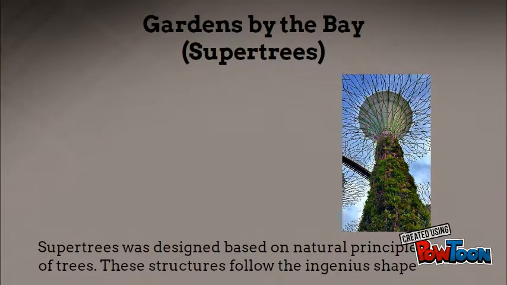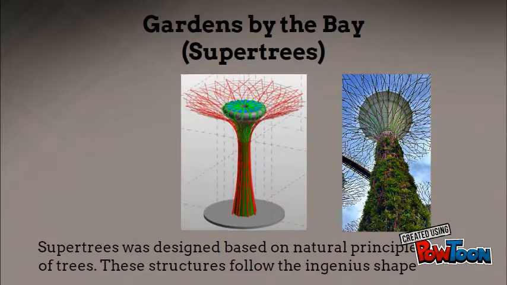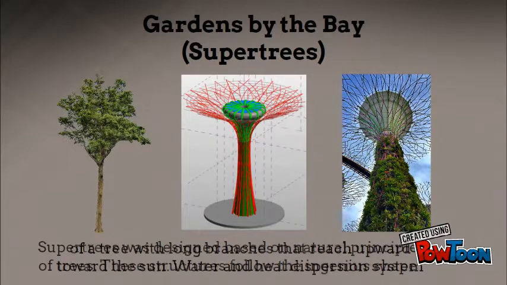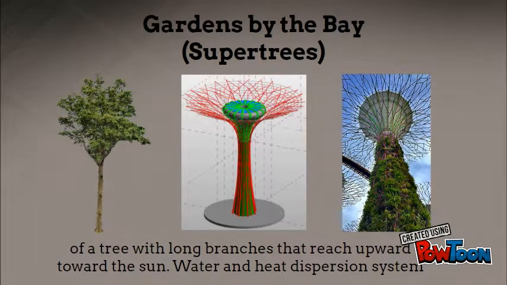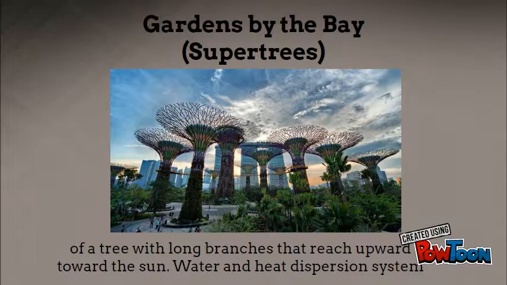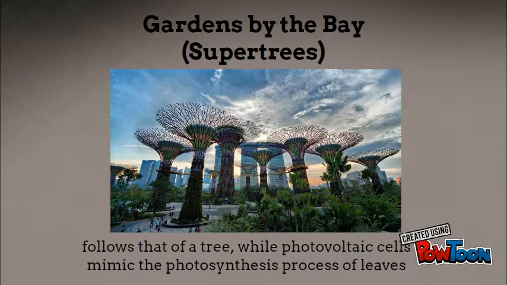Supertrees was designed based on natural principles of trees. These structures follow the ingenious shape of a tree with long branches that reach upward toward the sun. Water and heat dispersion system follows that of a tree, while photovoltaic cells mimic the photosynthesis process of leaves.